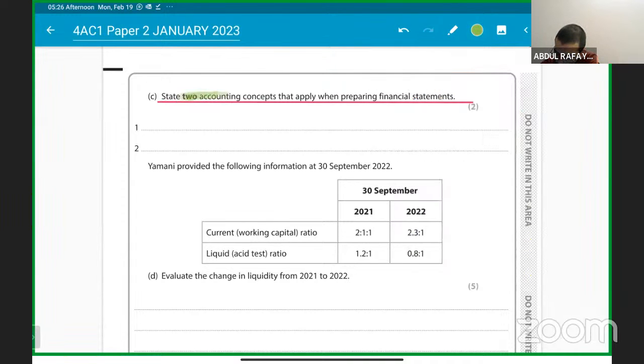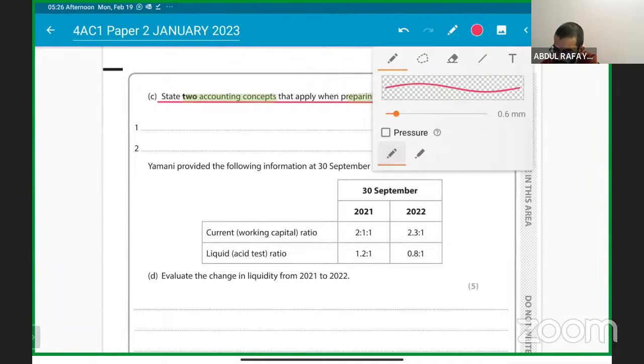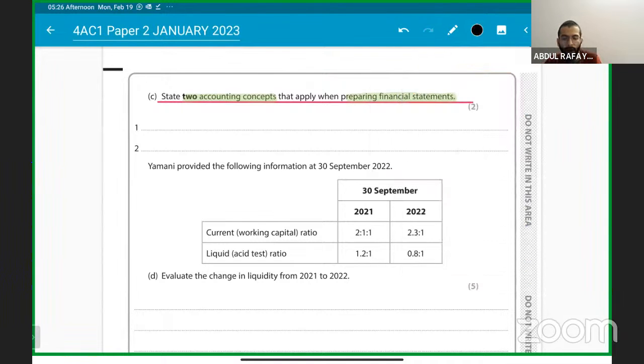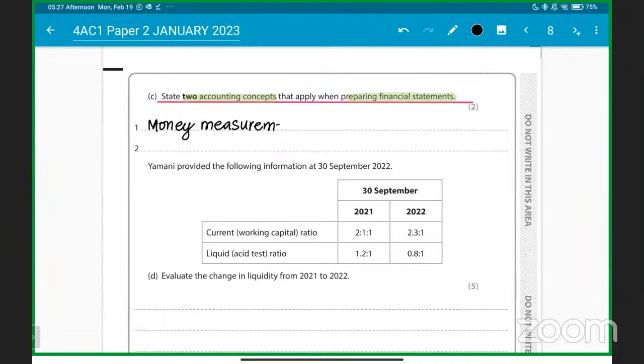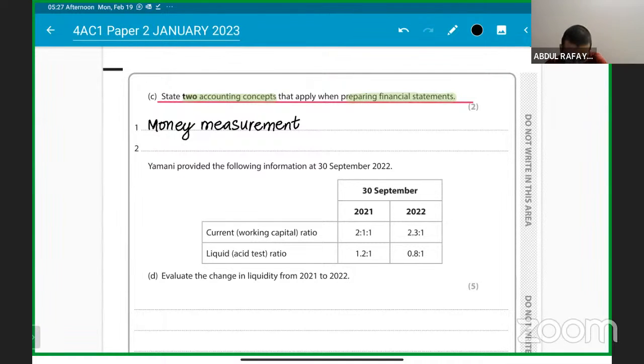A lot of concepts are applied when we talk about preparing the financial statements. You can write down any of them, like the money measurement concept. You can also talk about the historical cost concept, or the business entity concept, that the owner and the business are to be treated separately. You can write business entity and money measurement, these two.